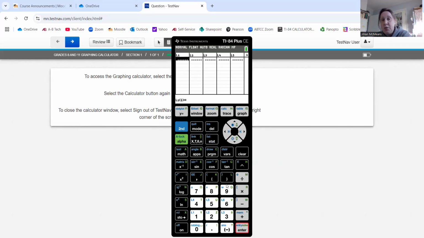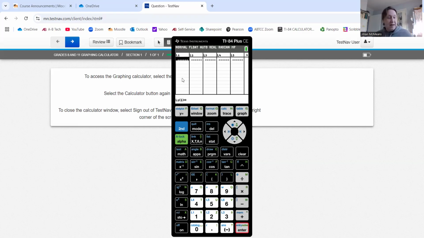But you should, when you hit the stat button, so again, we hit stat, the first menu, edit, should be highlighted, and we just want to choose option 1, and you should see this starting with L1. If you see it not starting with L1, that would be a time to reach out to me. So you want to input your data set in L1.